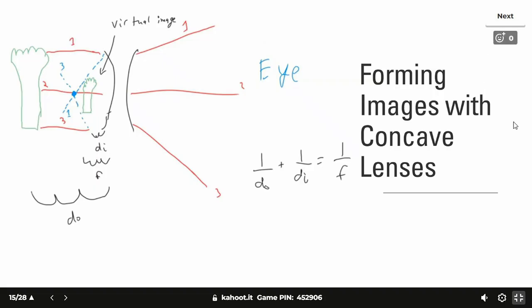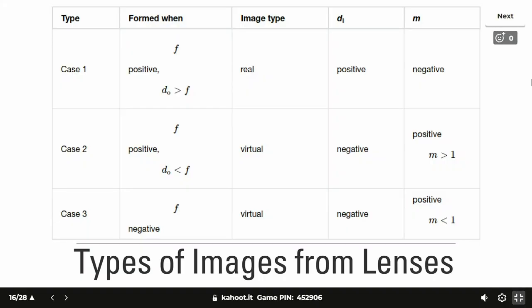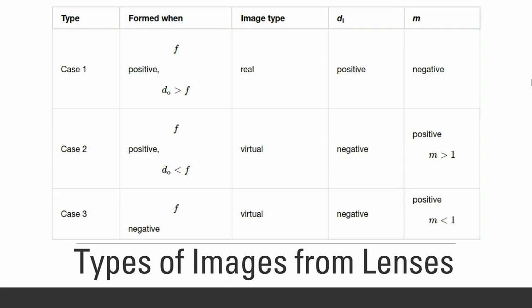And the same equation applies to both the converging and the diverging lenses. So this is kind of a big table. You don't really need to memorize this, but it just helps you to keep some information straight. So there are different types of images that can form when you use lenses. For this class, we don't necessarily need to know the difference between a real and a virtual image.